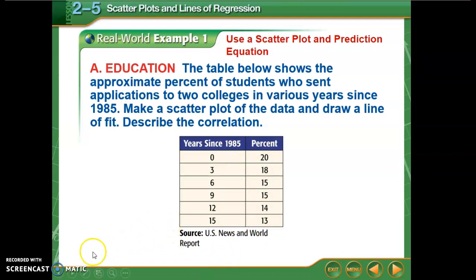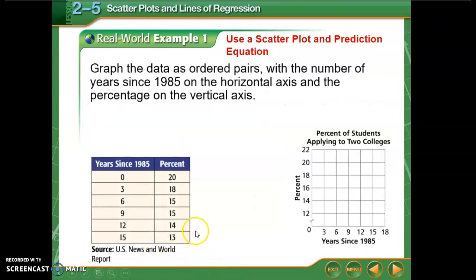And then go ahead, plot the points. So it looks like this. 0, 20, so 0 up 20. Then you have 3, 18, so 3 up 18. And then 6, 15, 9, 15, 12, 14, 15, and 13. So I hope this time you can still remember how to plot points. Okay? So if you look at the points, they're moving towards the left.